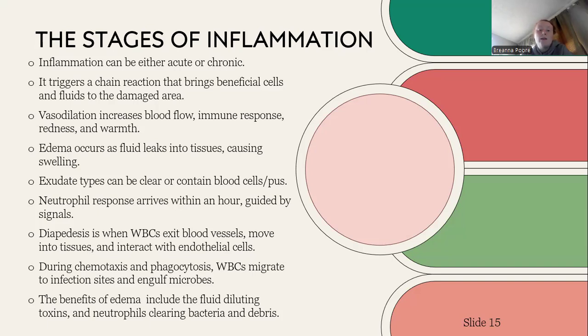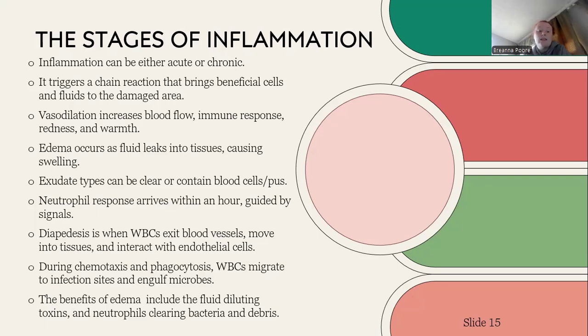Exudate types can be clear or contain blood cells or pus. Neutrophil response arrives within an hour and it's guided by signals. Diapedesis is when white blood cells exit blood vessels, move into tissues, and interact with endothelial cells. During chemotaxis and phagocytosis, white blood cells migrate to infection sites and they engulf microbes.